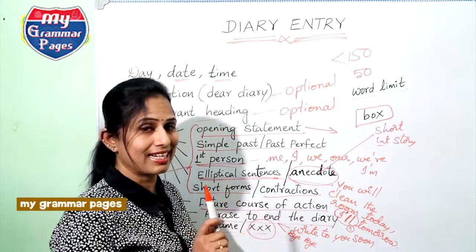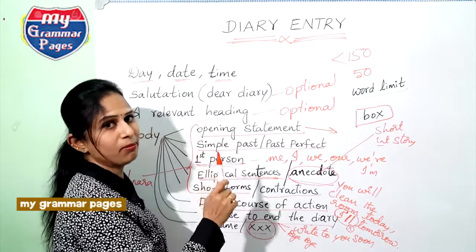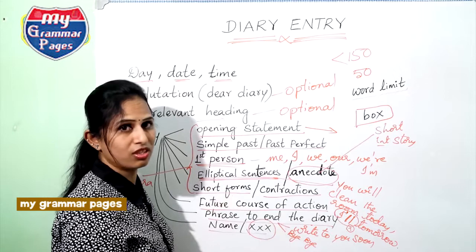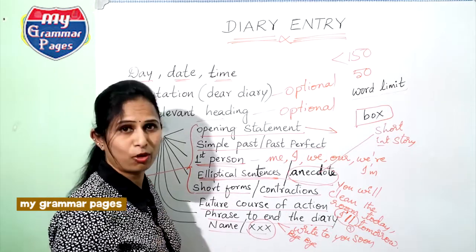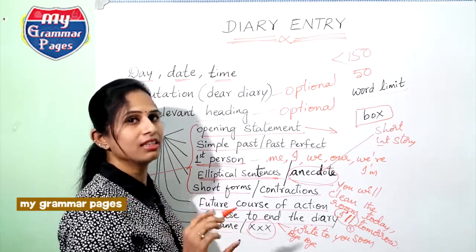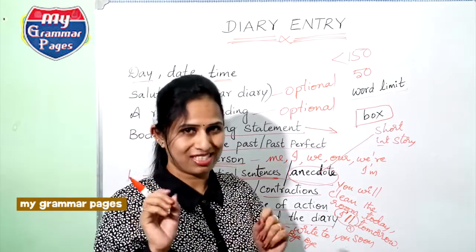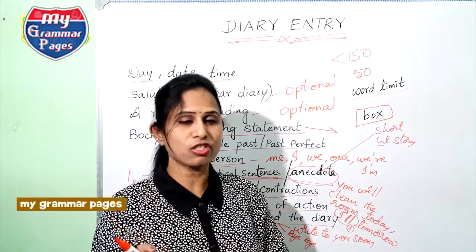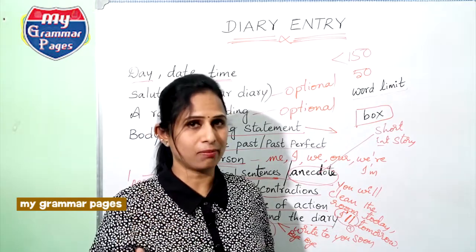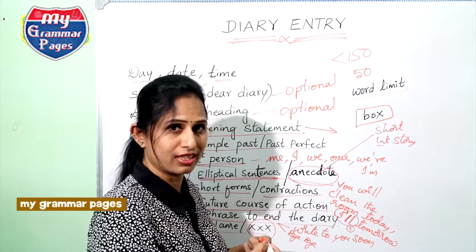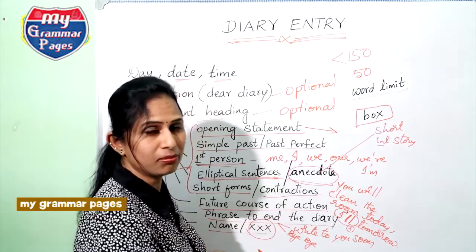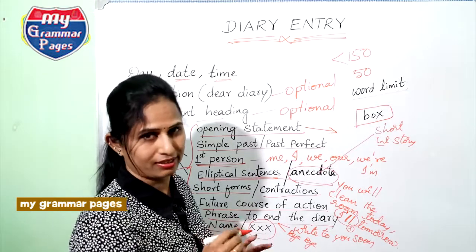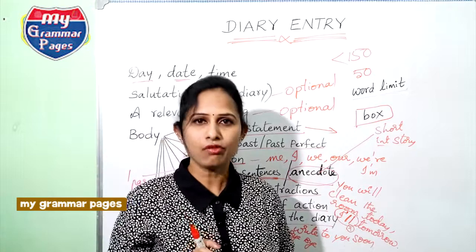The first thing is date and the time to the top side of the box, and then comes the salutation, which is optional, and then comes the heading, that is also optional. Body should be in an informal tone. First person narrative must be seen, and the simple past tense and past perfect tense should be seen in the first paragraph, and the second paragraph should be in the simple future tense, and then comes the ending statement as well as the name of the person. If the name is not given, write XXX and follow the word limit of 50.